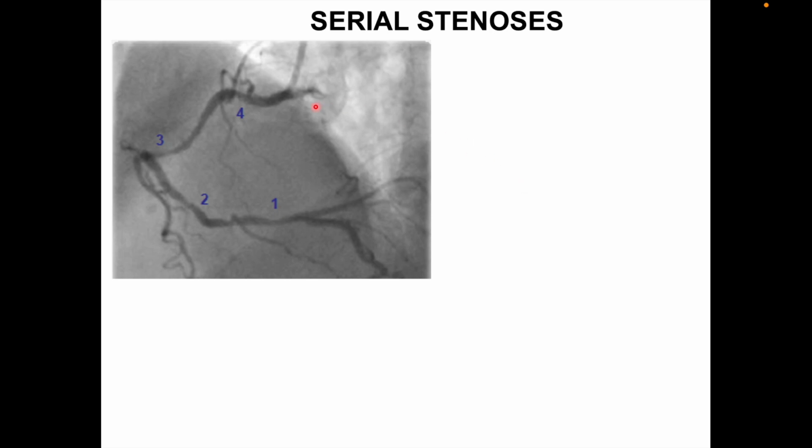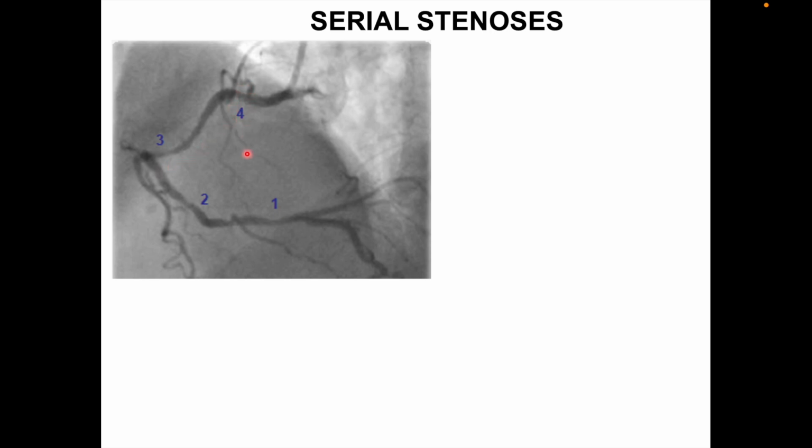So look at this right coronary artery. I've labeled 4 areas of disease here. Starting distally, this is 1. Then you've got some degree of moderate disease here in 2. This seems to be some critical disease 3. And there is an area of disease here 4.